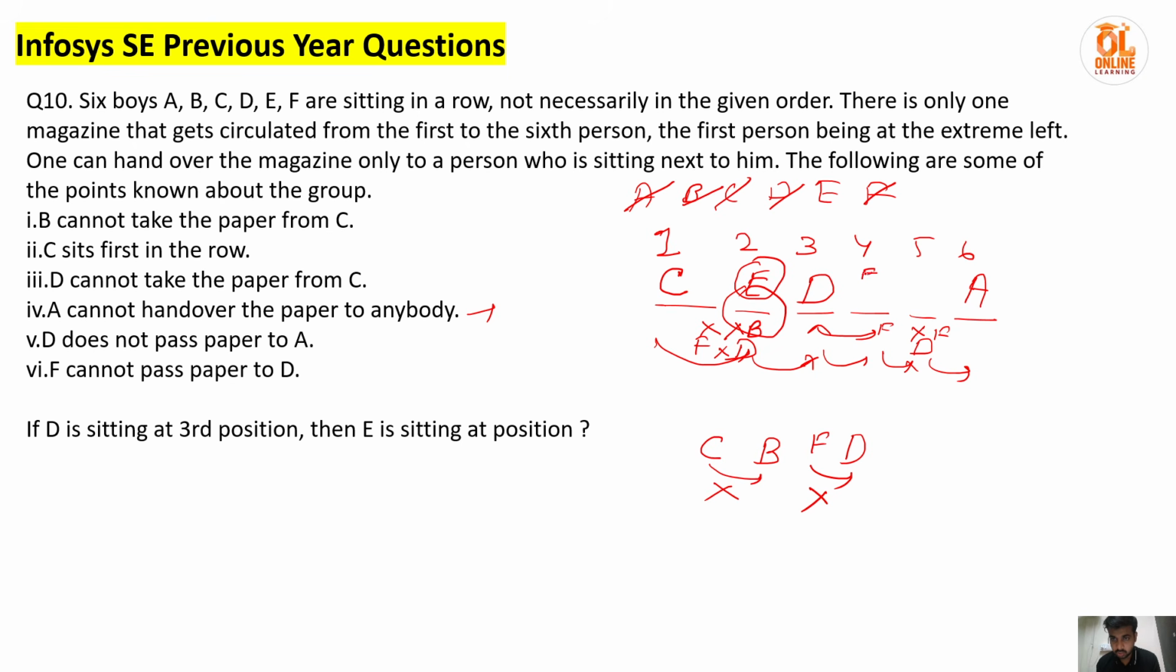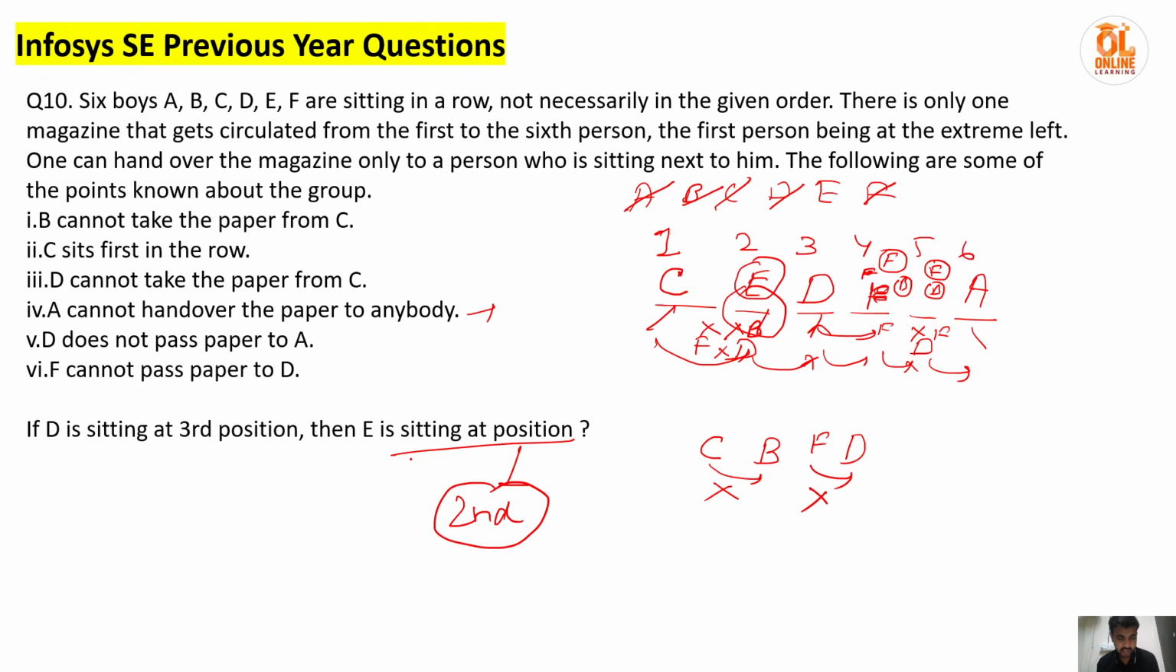So F will be in this position because F cannot be here. F cannot pass, and the position we don't know, so F can be here as well. B can be here as well. That we don't know. These four positions we know. So if D is sitting at third position, then E is sitting at position second. So second will be the right answer.